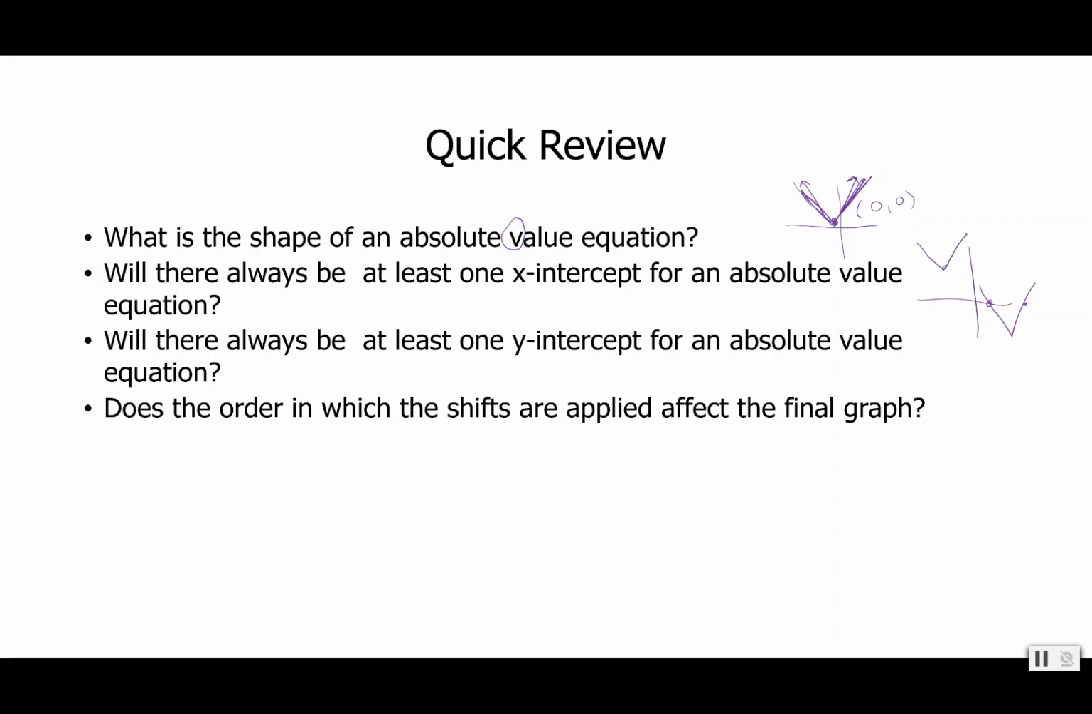Will there always be at least one y-intercept? Well, because we have no restrictions on our domain, our x values are going to continue on, and eventually somewhere we're going to cross that y-axis. Does the order in which the shifts are applied affect the final graph? Absolutely. We should first do our horizontal shifts, then stretch and shrink, then your reflections about your x and y axis, and then your vertical shift. You can remember Home Sweet RV or High School RV or something else clever. I've not gotten anything yet. But you do need to remember that correct order of transformations to make it work.